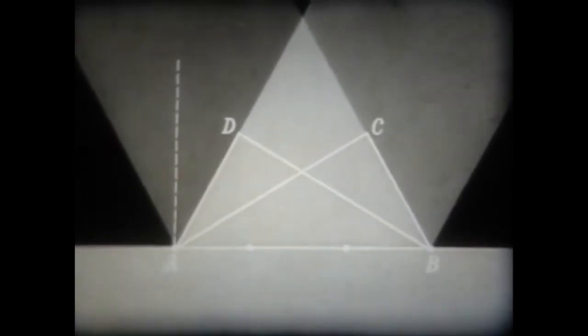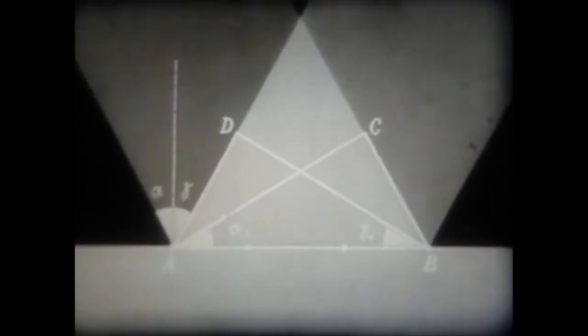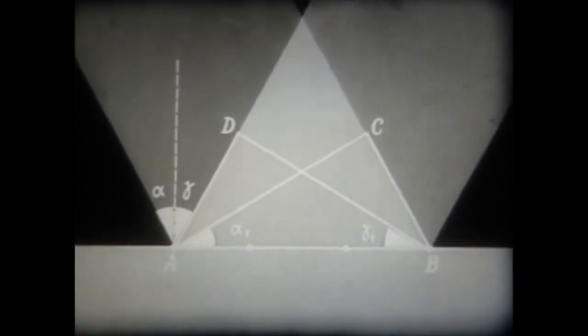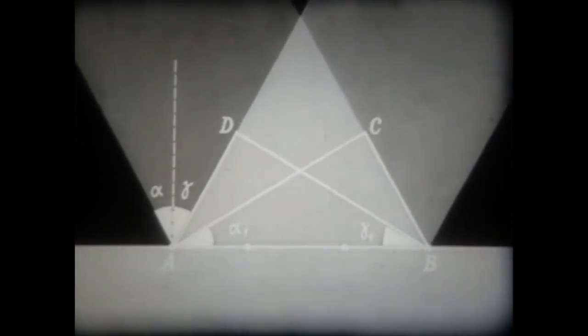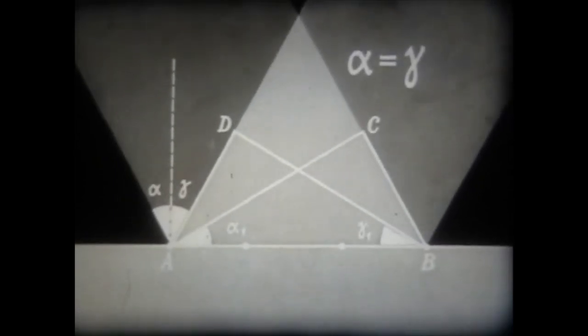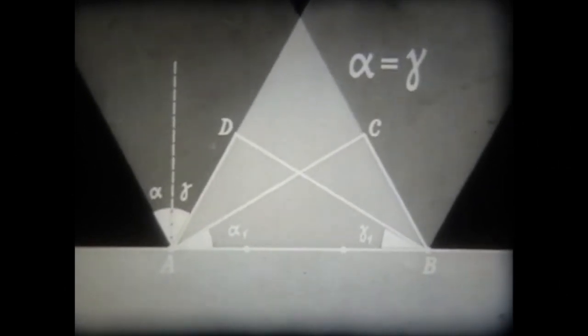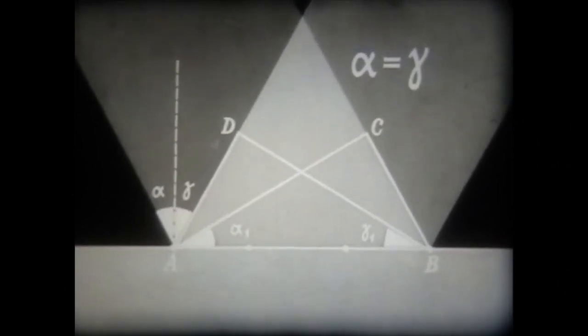From the equality of the right triangles ABD and BAC, it follows that angles alpha 1 and gamma 1 are equal. Angles alpha and alpha 1, as well as gamma and gamma 1, are also equal since they are angles with mutually perpendicular sides. Therefore, angle alpha equals angle gamma. Thus, using Huygens' principle, one can prove the equality of angles of incidence and reflection.